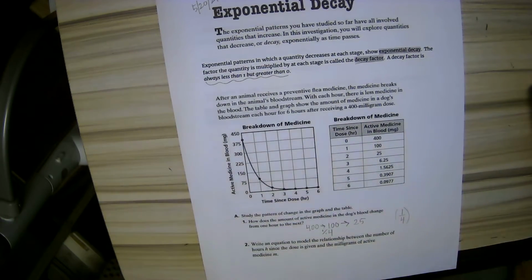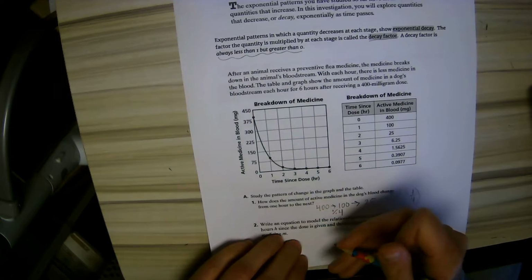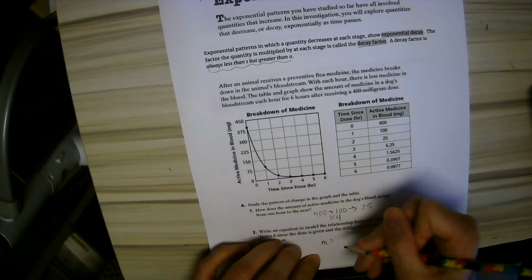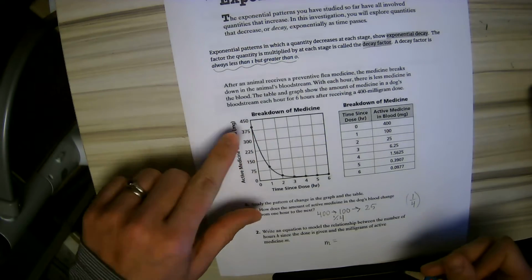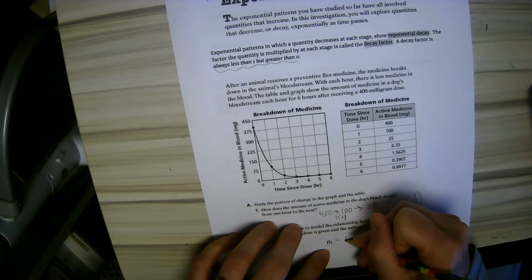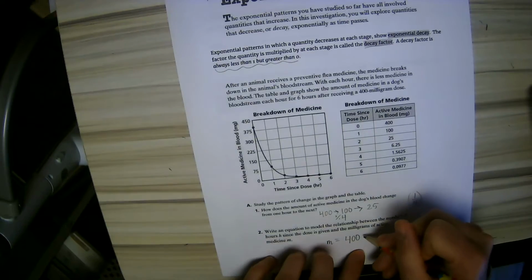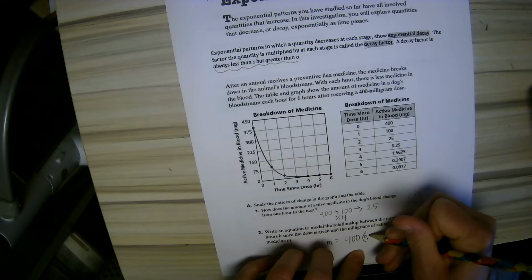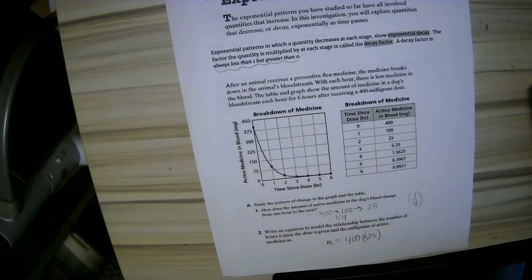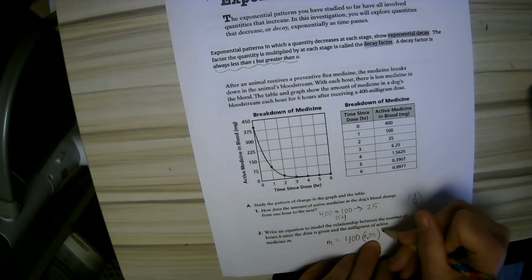So let's write an equation to model the relationship between the number of hours, H, since the dose is given, and the milligrams of active medicine, M. So M is the active medicine. We started at 400, right? And our decay factor was 1/4, or we could call it 0.25, that's a quarter. And we would call it raised to the hours.